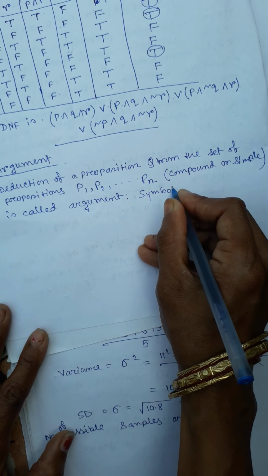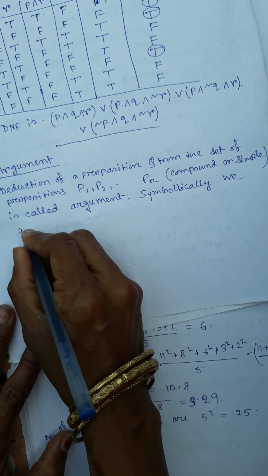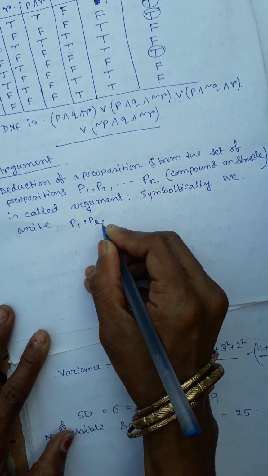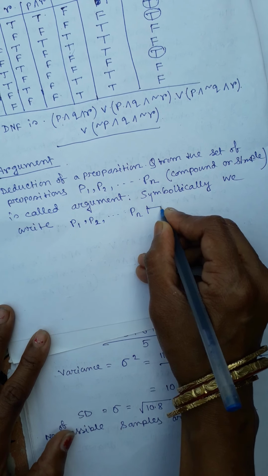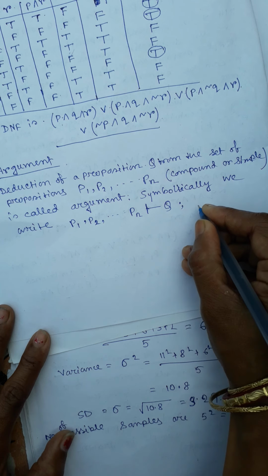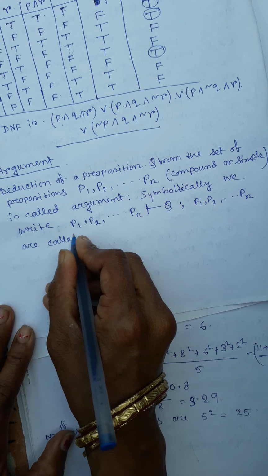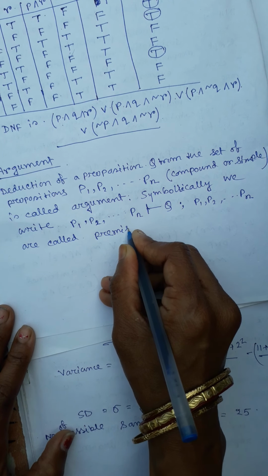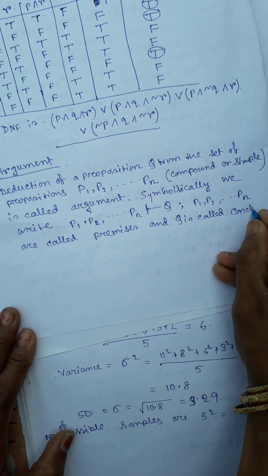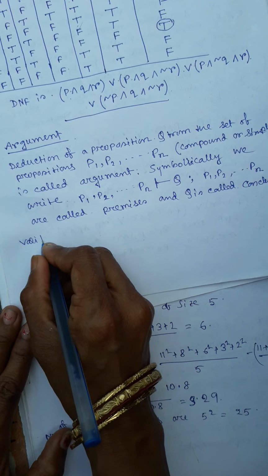or symbolically we write P1, P2 up to Pn argument of Q. Here P1, P2 up to Pn are called premises and Q is called the conclusion. Okay, this is our argument. Next, valid argument.